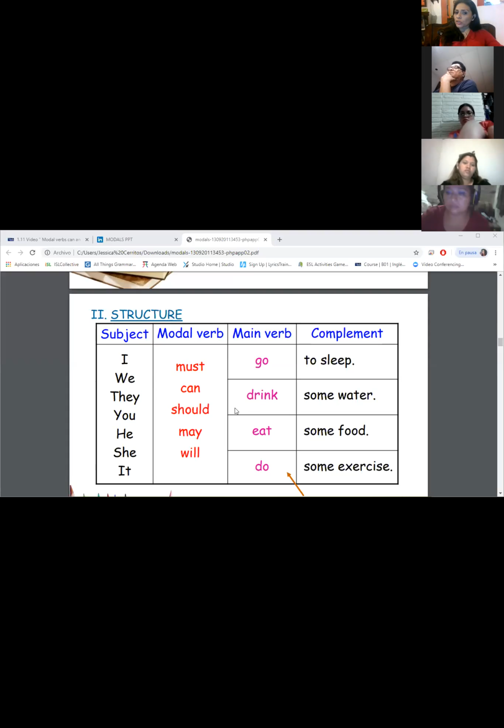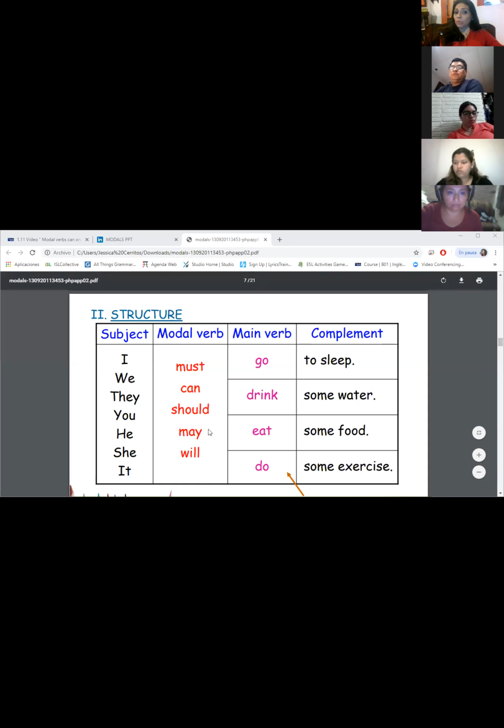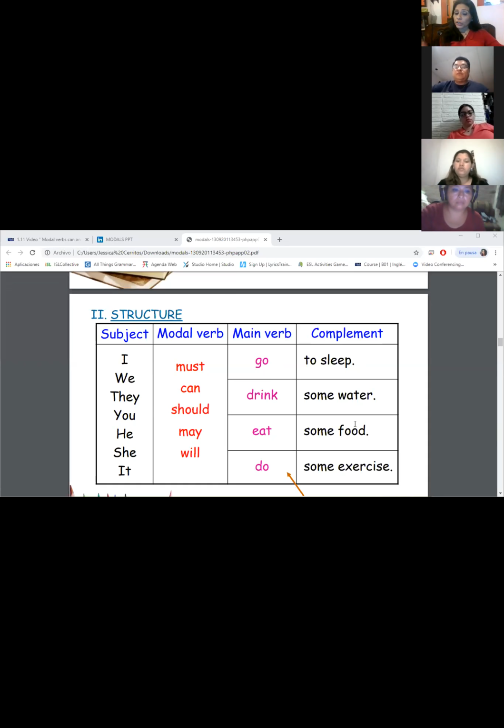Okay, so this one, guys, this is the same thing, okay? Concentrate right now on can and should. Don't worry about must, may, or will. Only can and should. You have the subject, the modal verb, the main verb, and then the complement, okay? So this is how you make them. They can drink some water. You should eat some food. Or she should do some exercise.